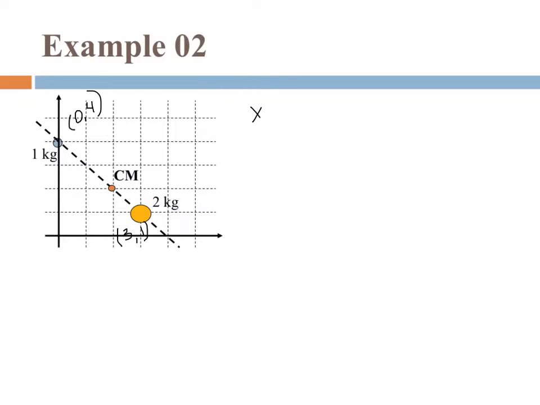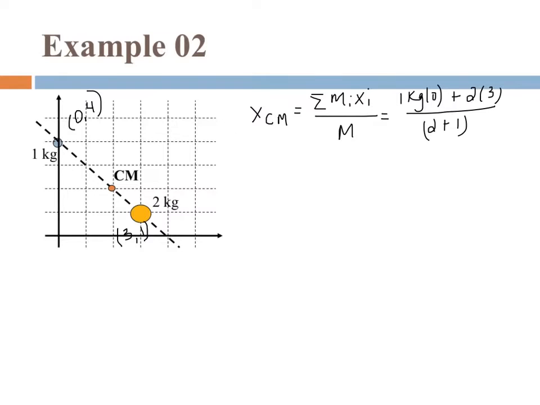Now, to find our center of mass in the x direction, we can do the same thing we did before. And for this part, we can pretend like they all lie on the x-axis. So for my first object, it is 1 kilogram at position 0. Second object is 2 kilograms at position 3, all over 2 plus 1. So you should get a center of mass of 2 in the x direction.